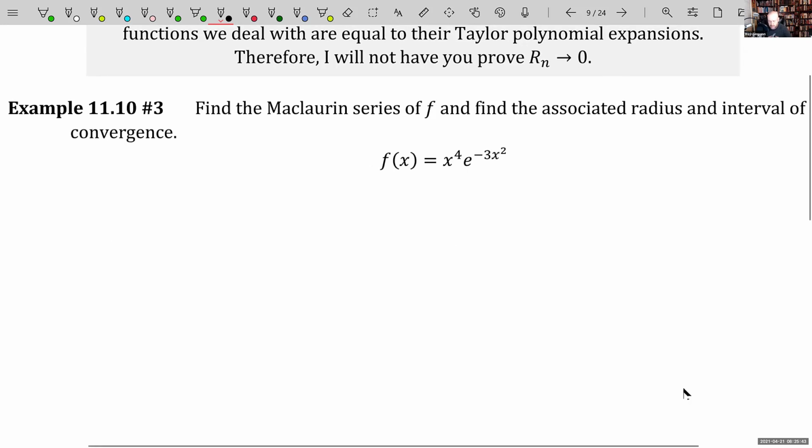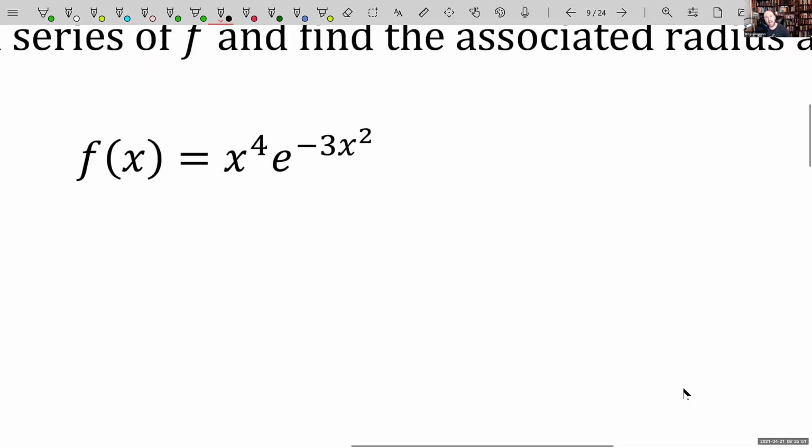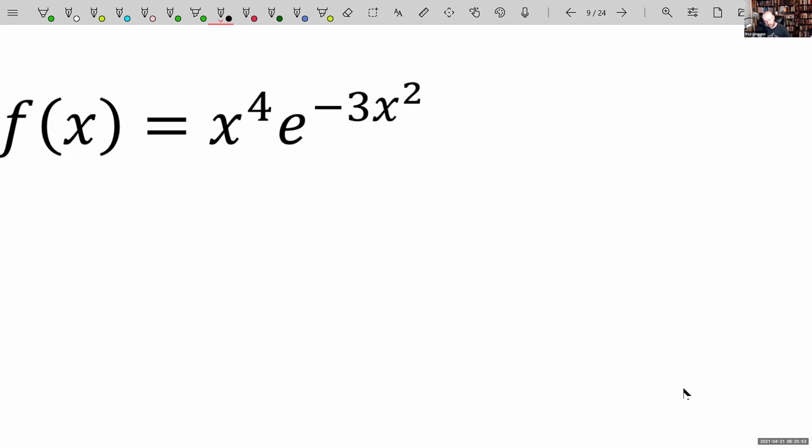Find a Maclaurin series of f and find the associated radius and interval of convergence. Yay. This is like that tan inverse example we did earlier. We happen to know the power series or the Taylor series for e to the x.